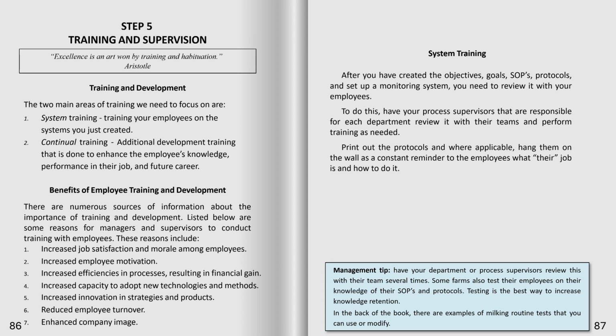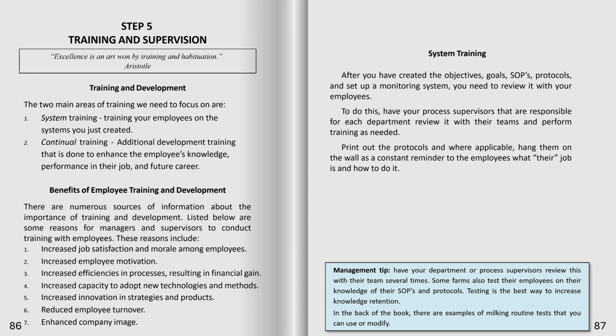After you have created the objectives, goals, SOPs, protocols, and set up a monitoring system, you need to review it with your employees. To do this, have your process supervisors that are responsible for each department review it with their teams and perform training as needed. Print out the protocols and, where applicable, hang them on the wall as a constant reminder to the employees what their job is and how to do it.